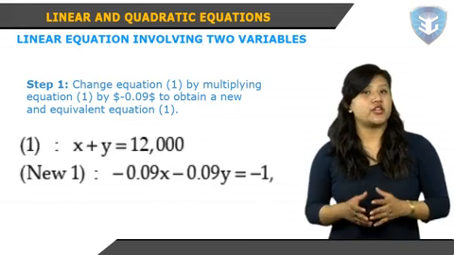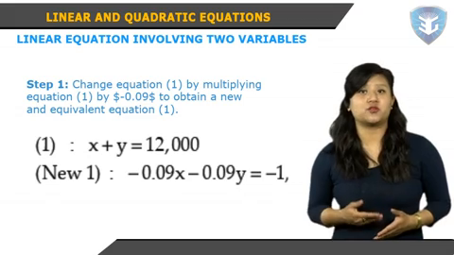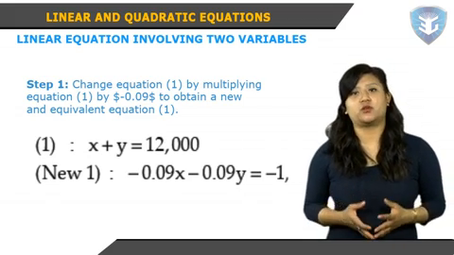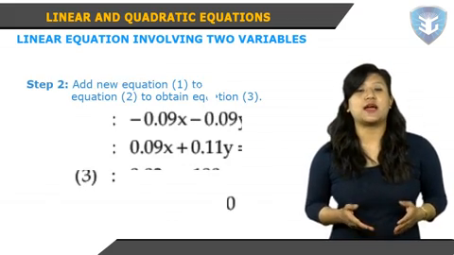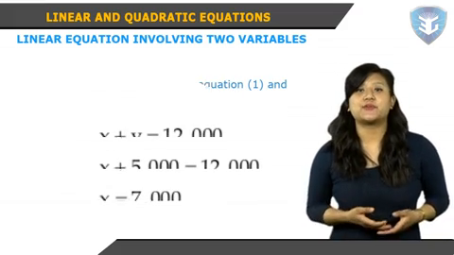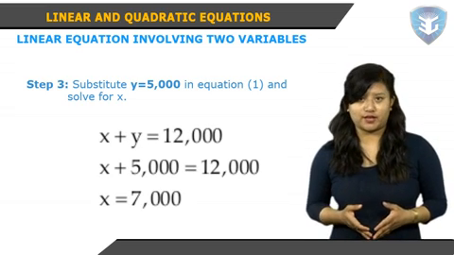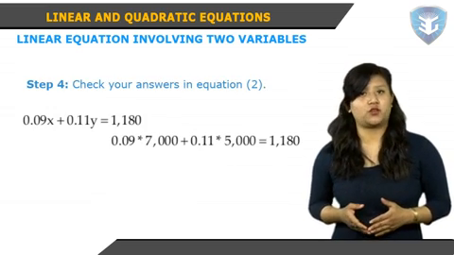Step 1. Change equation 1 by multiplying equation 1 by -0.09 to obtain a new and equivalent equation 1. Step 2. Add new equation 1 to equation 2 to obtain equation 3. Step 3. Substitute y = 5000 in equation 1 and solve for x. Step 4. Check your answers in equation 2.